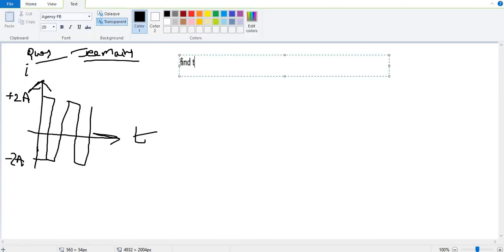Now the question is, you have to find the I average for the full cycle as well as the half cycle. So you have to find the I average for the full cycle as well as the half cycle. So this is the question.